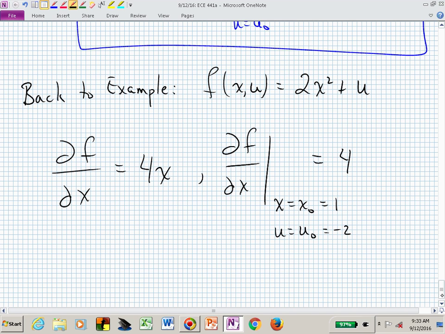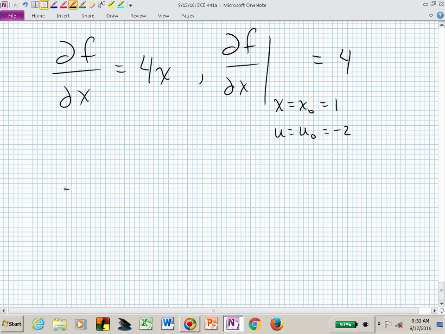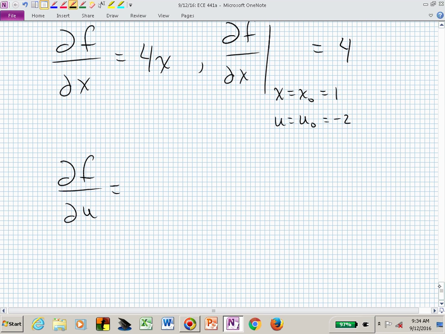What about the other piece? That gives us the first piece, partial of f with respect to x. What about partial of f with respect to u? What's the partial of f with respect to u? What happens when we evaluate that?